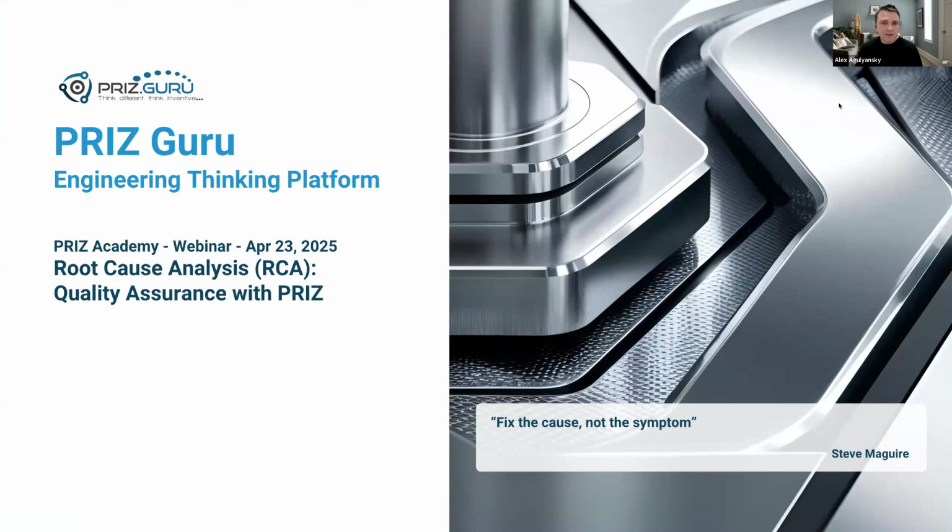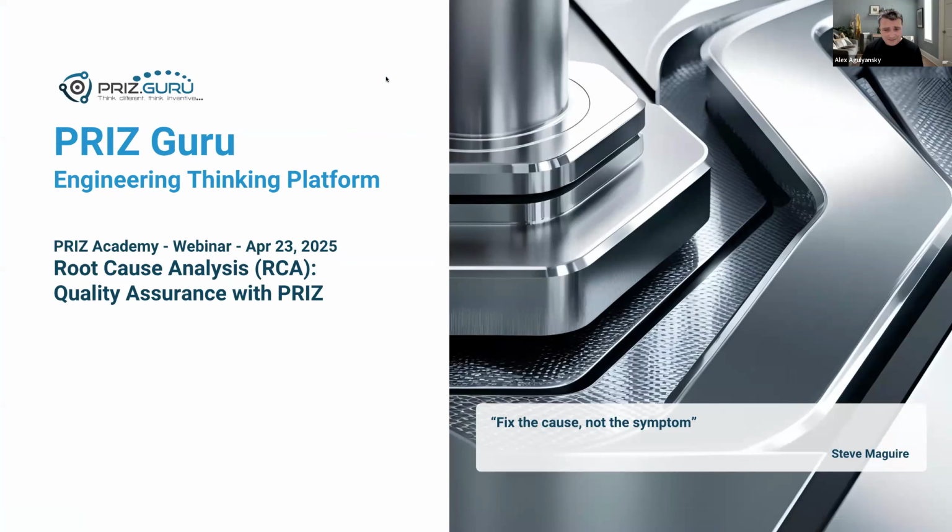All right, so today we're starting to dive into the quality assurance world, as you probably noticed in some of our articles. We're kind of refocusing a little bit on our effort on quality assurance in general. And today we want to talk about root cause analysis.